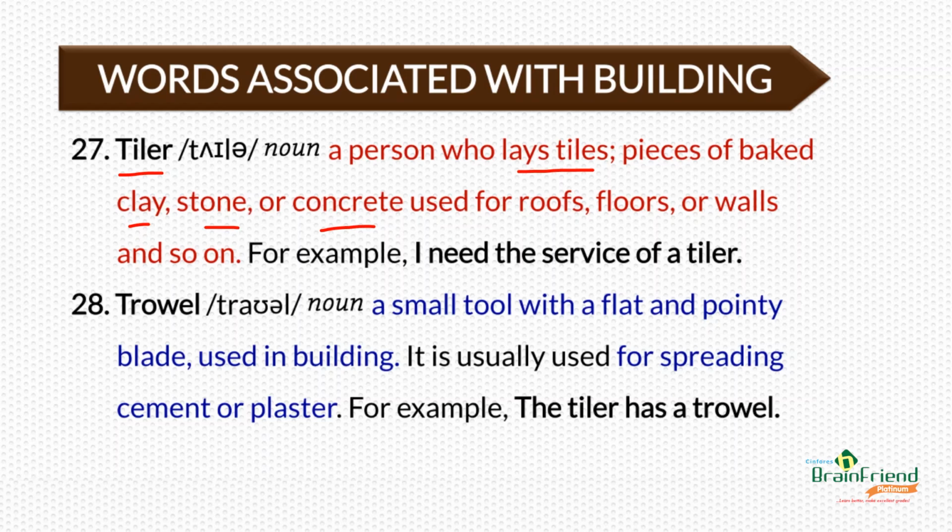And lastly, for this lesson, we have the word trowel. It is a small tool with a flat and pointy blade used in building. It is usually used for spreading cement or plaster. We can say, the tiller has a trowel.